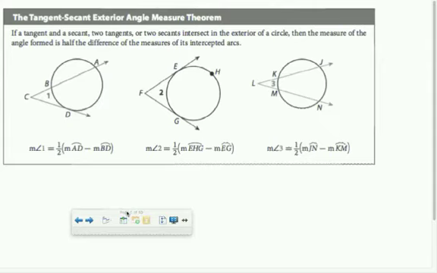When an angle is formed outside, notice that there's 3 different ways that this can happen. We can have 2 secants intersecting, 2 tangents intersecting, or a secant and a tangent. And it always works out the same exact way. You're taking half of the difference between the 2 arcs that the angle is going through.